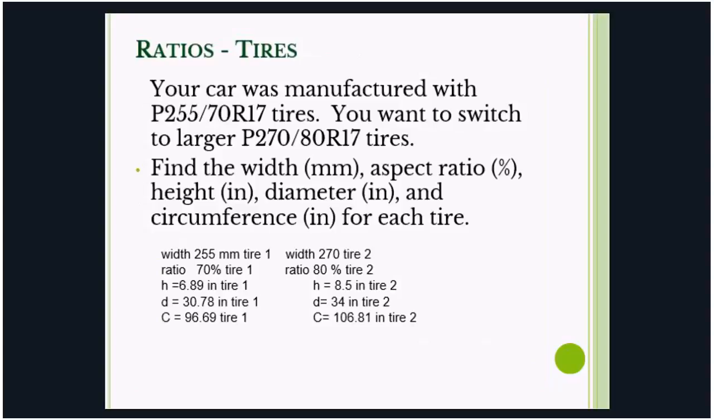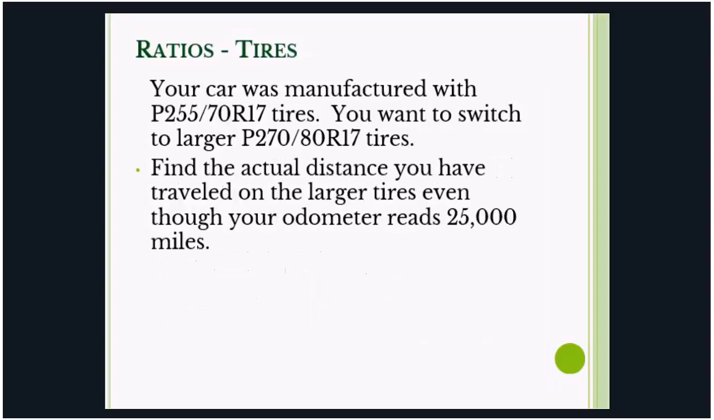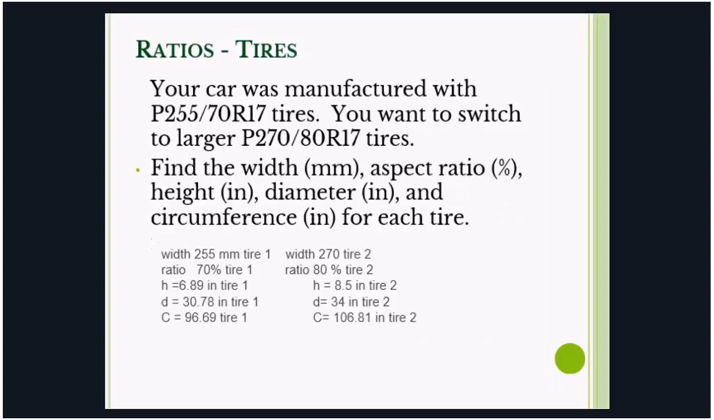So the width of the tire comes directly from the actual coding on the tire. So the 255 represents the width of my first tire, and 270 is the width of my second tire. My aspect ratio also comes from the labeling on the tire. My first tire has an aspect ratio of 70, and my next tire has an aspect ratio of 80.